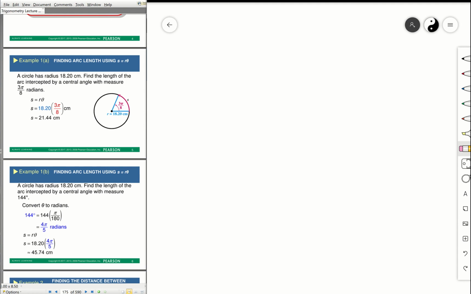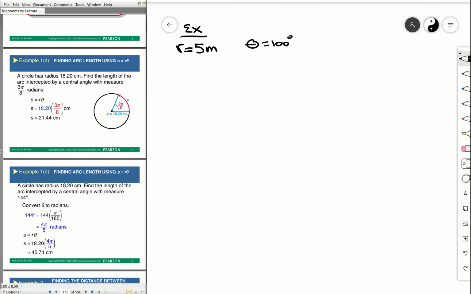Okay, so let's go ahead and take a look at another example. This time we'll look at a circle with radius 5 meters and a central angle measuring 100 degrees. Once again, we're going to find both the length of the arc that is intercepted by that central angle, as well as the area of the sector that is intercepted by that central angle.